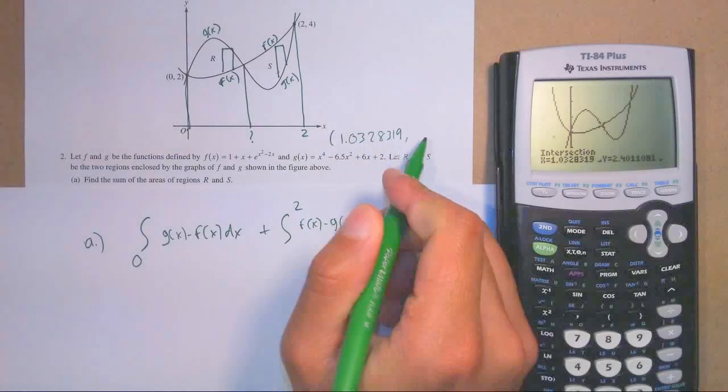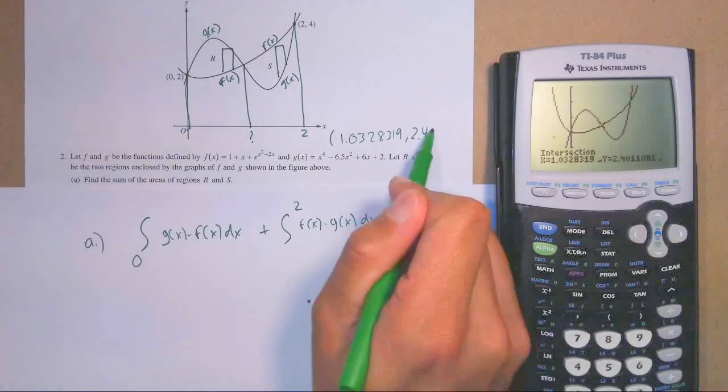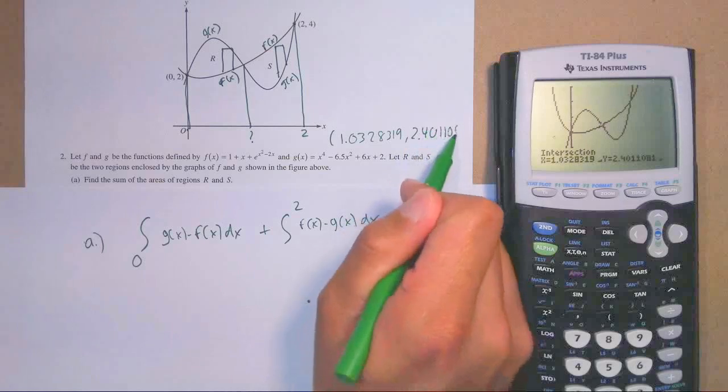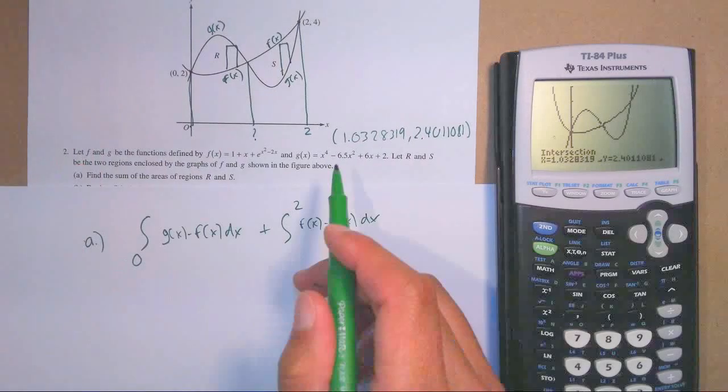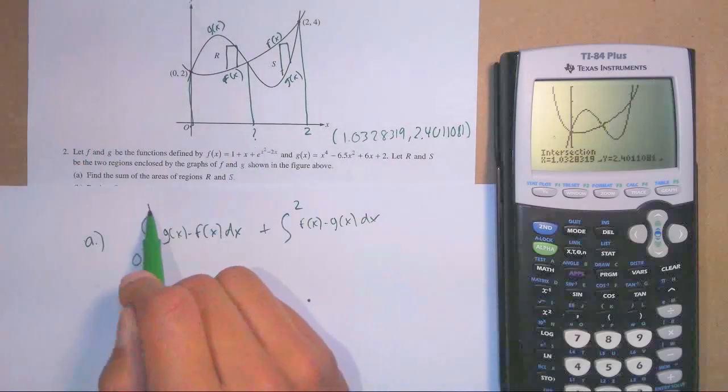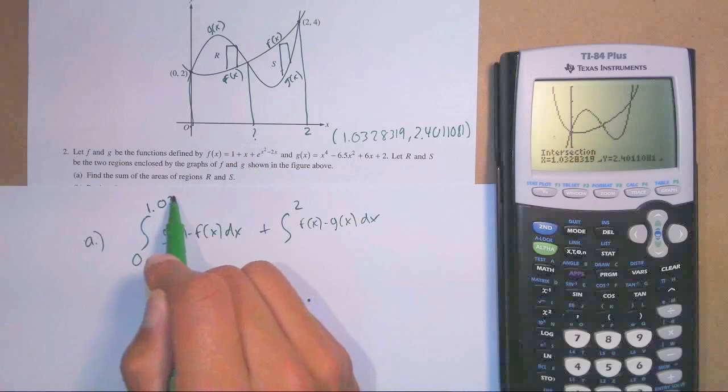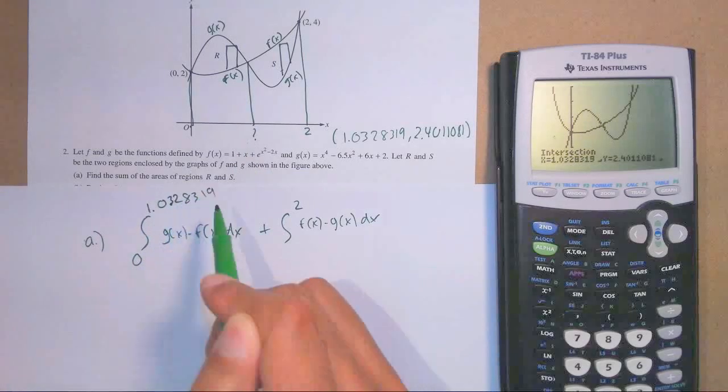It's going to give you the value 1.032831, comma, 2.401181. I want you to write these decimal places, all of them. And the reason why we're not going to round is because this is not our final answer. So we're going to have to use these decimals to find our final answer. Next thing is, well, that's our bound right here. So I know this becomes 1.0328319. Same thing over here.